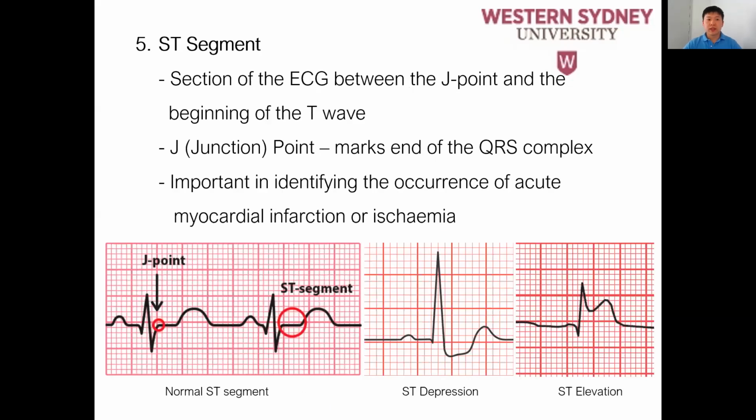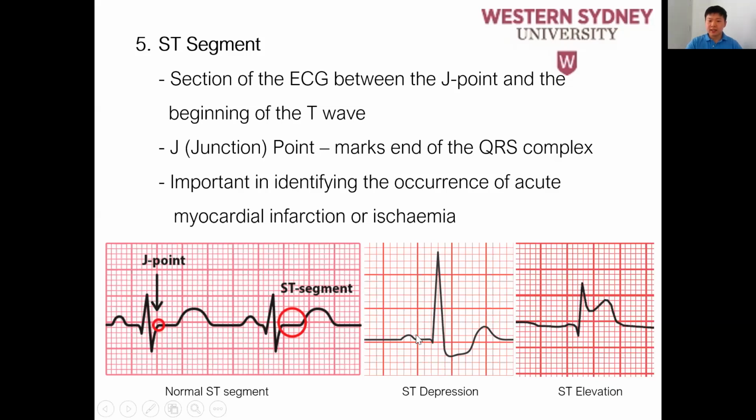So next I'll talk about the ST segment. This is a section of the ECG between the J point and the beginning of the T wave. You can see here, this is the J point, also known as the junction point, and it marks the end of the QRS complex. It's very important to identify this, so you can see where you would measure the ST changes. And the ST segment is very useful and important in identifying any occurrence of acute myocardial infarction or any ischemia.